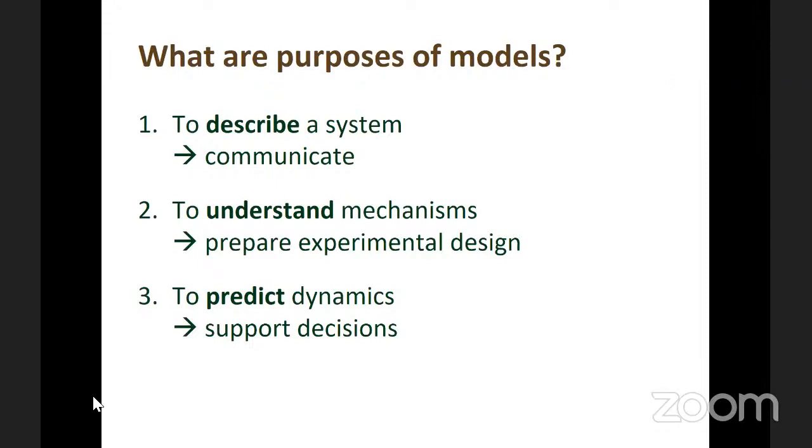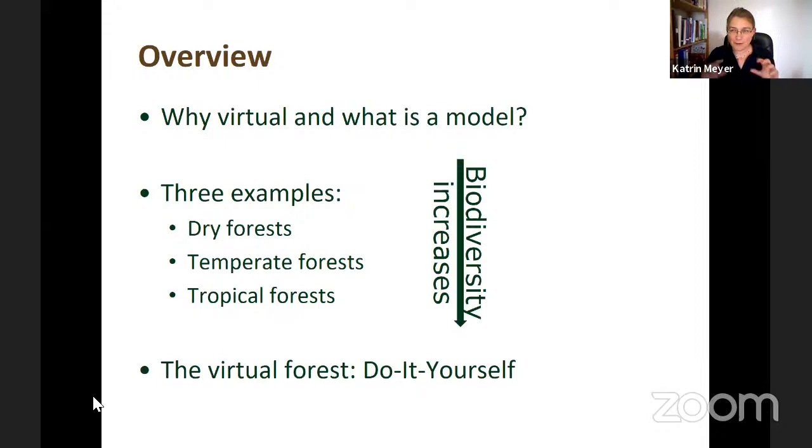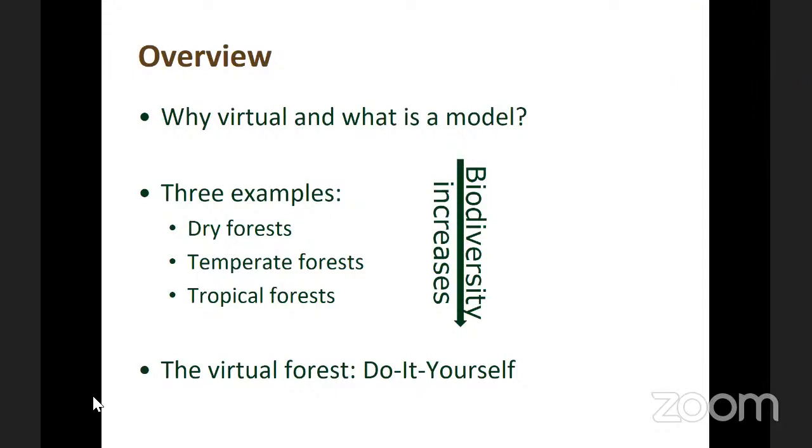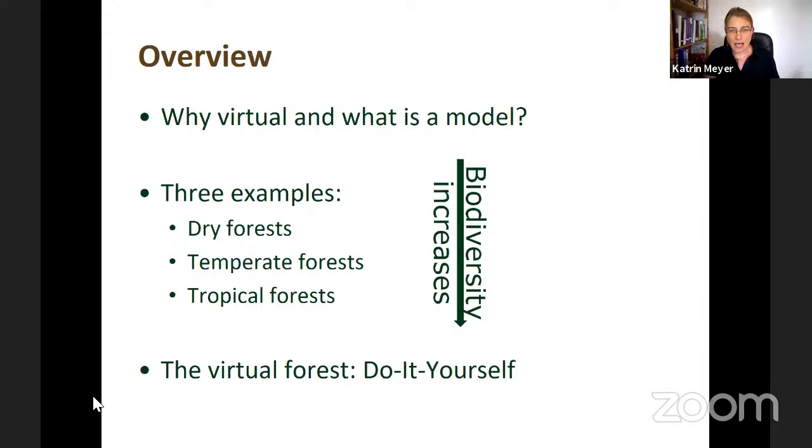And here I now come to the overview of my talk. We've already done the first point: why we should go virtual, or why some people go virtual when they look at forest ecosystems, and what a model is. I want to illustrate that now with three examples. First on dry forests. This will be a bigger example to really walk you through the different steps in modeling. And then two very brief examples, one for temperate forests and one for tropical forests. So we move up in biodiversity, increasing from the first to the third example.